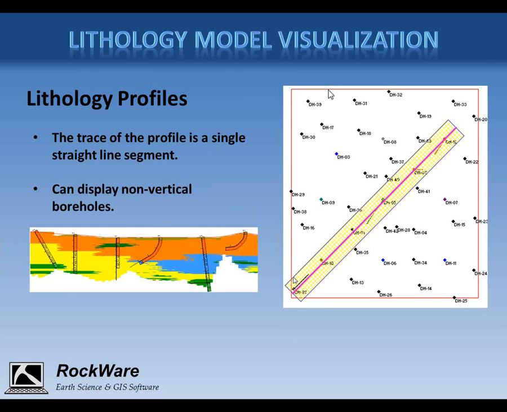When we're making a profile, a profile is defined by a single straight line segment that has a starting and an ending point, and it has what we call a swath. This is represented by this yellow rectangle drawn around the trace of the profile, and this defines how far in we should grab wells to place on the profile. So these wells are within the yellow rectangle, they're all included. These boreholes, drill hole 41 is outside the rectangle. It does not appear on this profile.